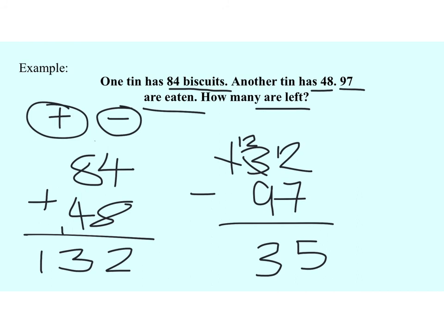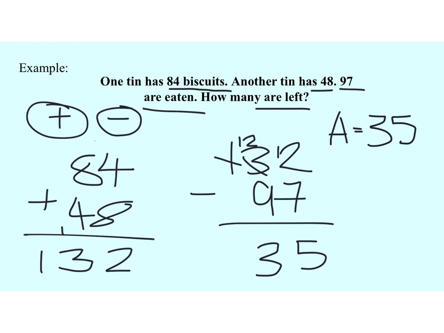So I have now solved the problem and I have done the S in RUCSAC. Now I am at A and A is answer. So I need to write that my answer is 35. Now, the last step in RUCSAC is check. How do I check to see if this answer is right?